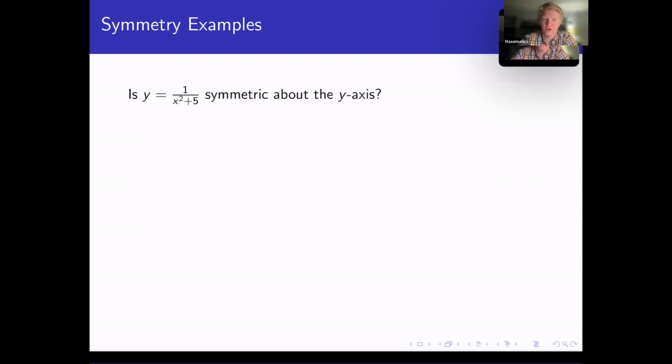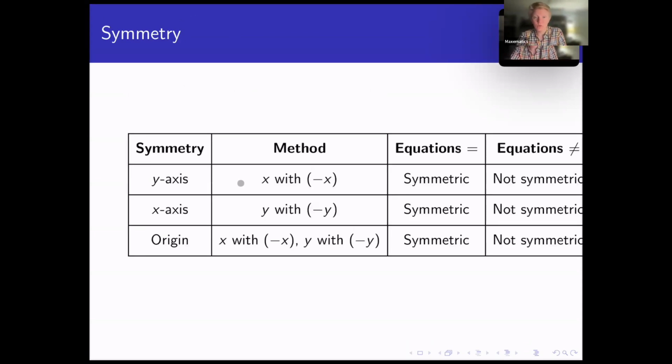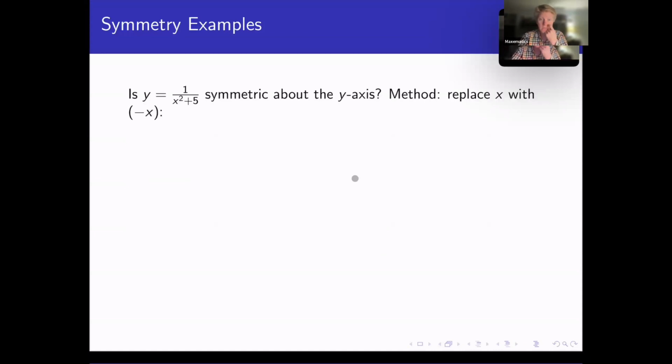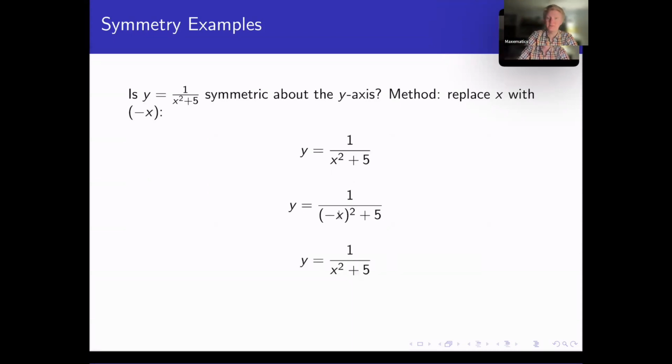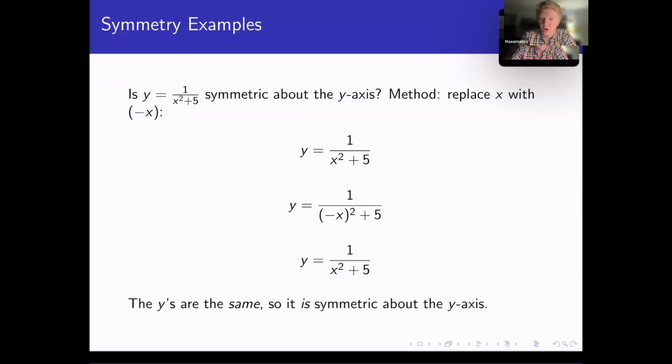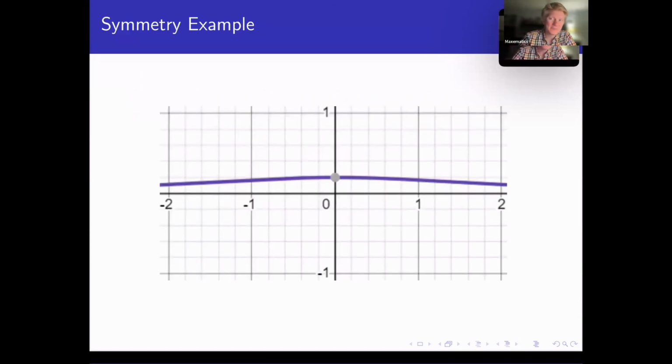Okay, so is y equals 1 over x squared plus 5 symmetric over the y-axis? For symmetry over the y-axis, we're going to replace x with negative x. So we have y equals 1 over x squared plus 5. Replace x with negative x. And here's what I mean by simplifying: negative x squared is the same as positive x squared. Now no more simplification we need to do. So now the question is, is this new equation exactly the same as the original? Well, you see that the starting point and the ending point are identical. So that means we are symmetric about the y-axis. Cool. Well, there's the graph of 1 over x squared plus 5. Not the prettiest thing in the world, but you see that it is symmetric over the y-axis.